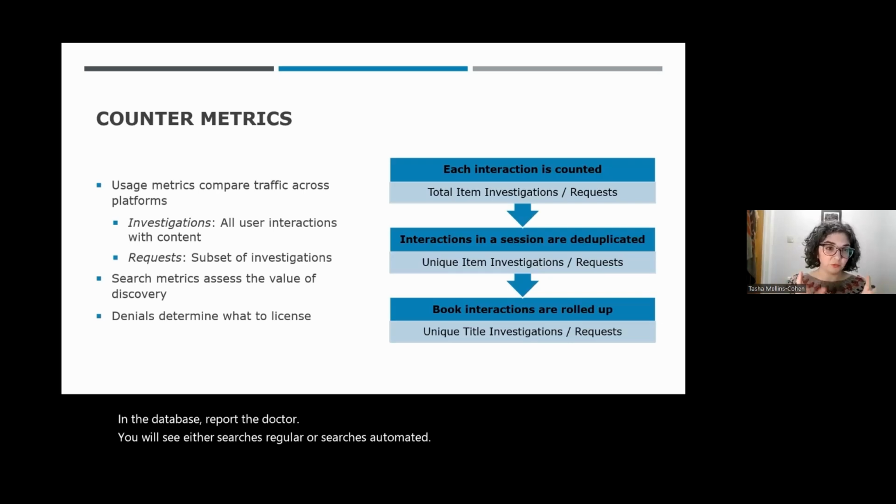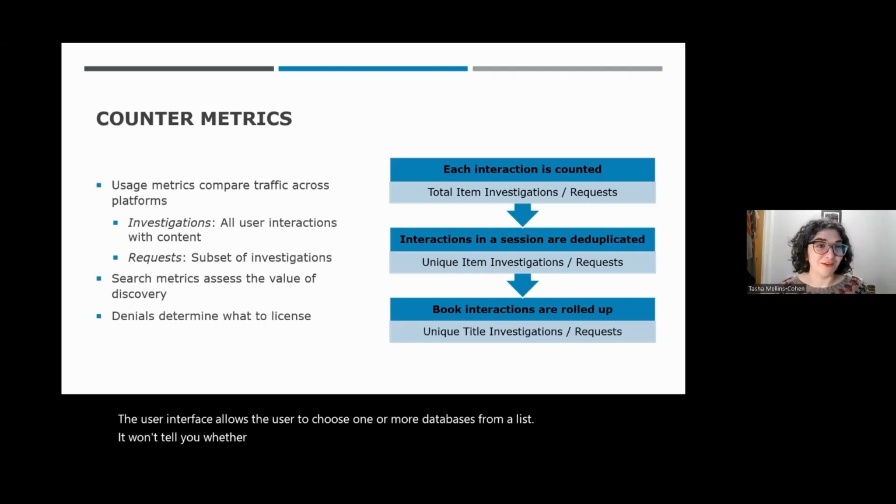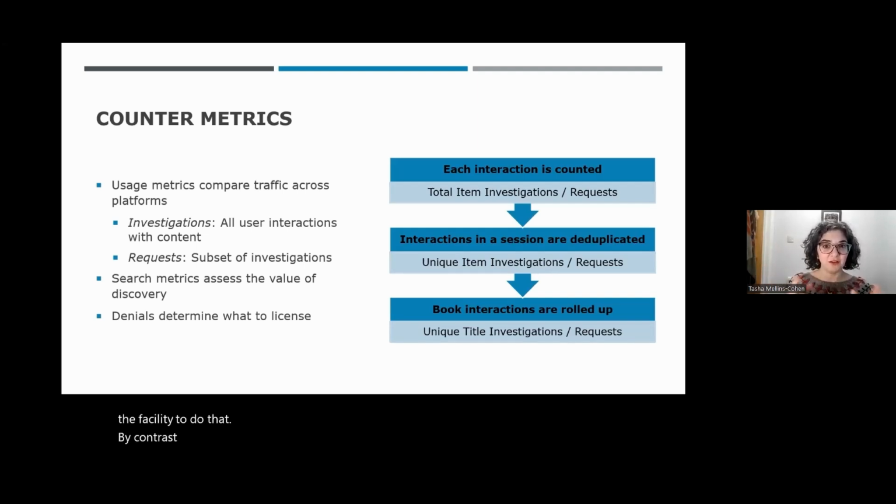Now, searches regular is what they will report if the user interface allows the user to choose one or more databases from a list. It won't tell you whether they have chosen one or more databases from the list, but they have the facility to do that. By contrast, searches automated is search activity within a platform where the user cannot select from the list of databases.